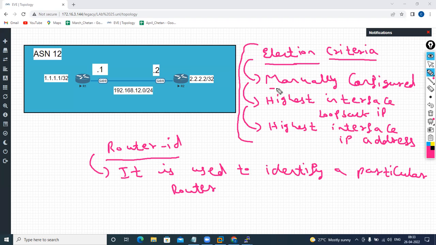First preference is manually configured. Second preference, if it is not manually configured, then it will check the highest interface loopback IP. If loopback is also not present, then it will take the highest interface IP address.